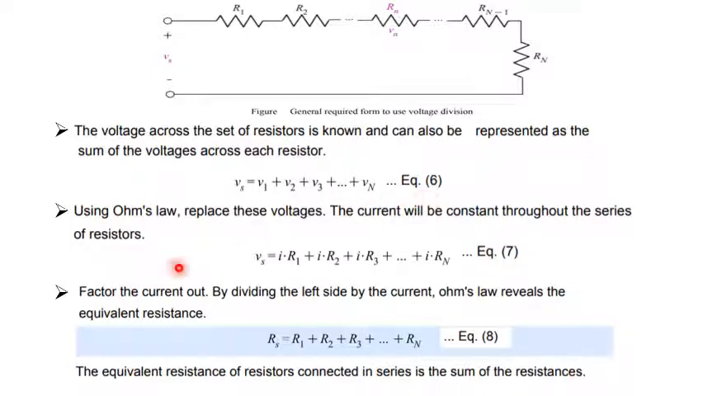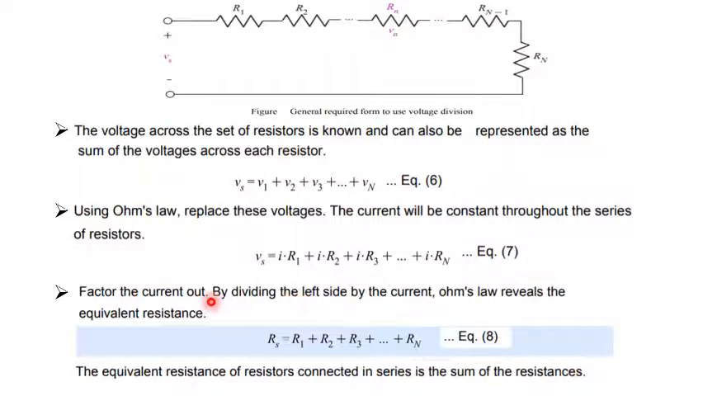Now here again use Ohm's law. Using Ohm's law, the voltage drop across the resistor R1 can be substituted as I into R1, plus the voltage drop across the resistor R2, substituted as I into R2. Then the voltage drop across the resistor R3 is substituted as I into R3, and so on up to the voltage drop across the resistance Rn, which is substituted as I into Rn. Call this equation number 7.